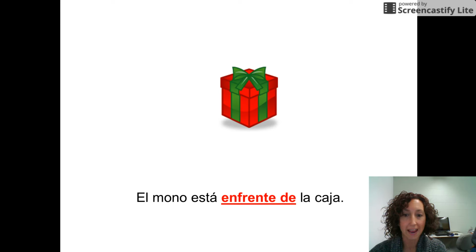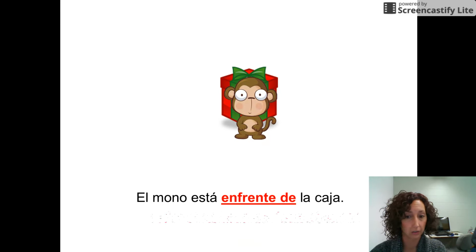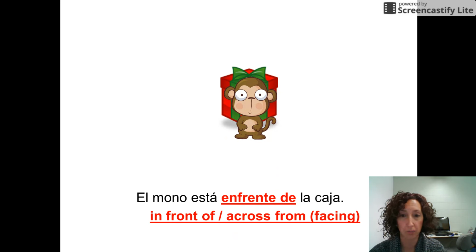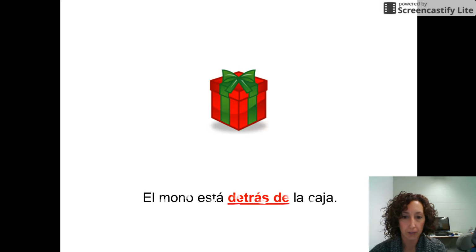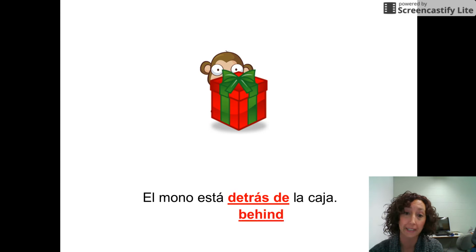All right, new one, enfrente de. El mono está enfrente de la caja. Oh, enfrente de would be in front of, but sadly this picture does not truly depict what in front of means, because the monkey would have to be facing the box, meaning we should be seeing the back of the monkey. Enfrente de means in front of or across from, where both objects would be facing each other. Next one is detrás de. El mono está detrás de, and you can see the monkey is peering from behind the box. Detrás de, behind.